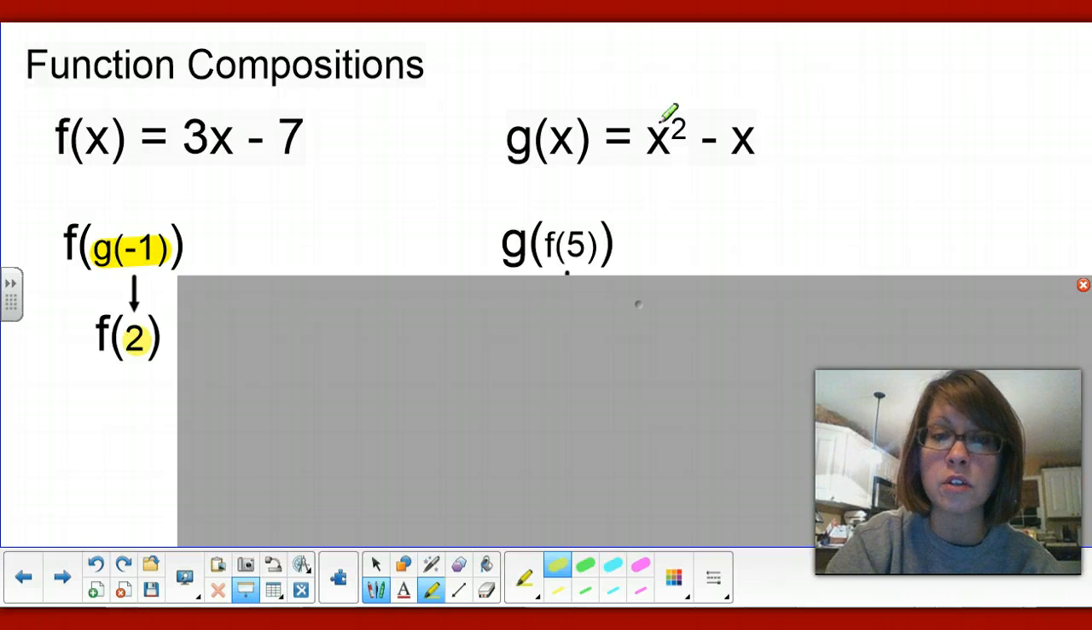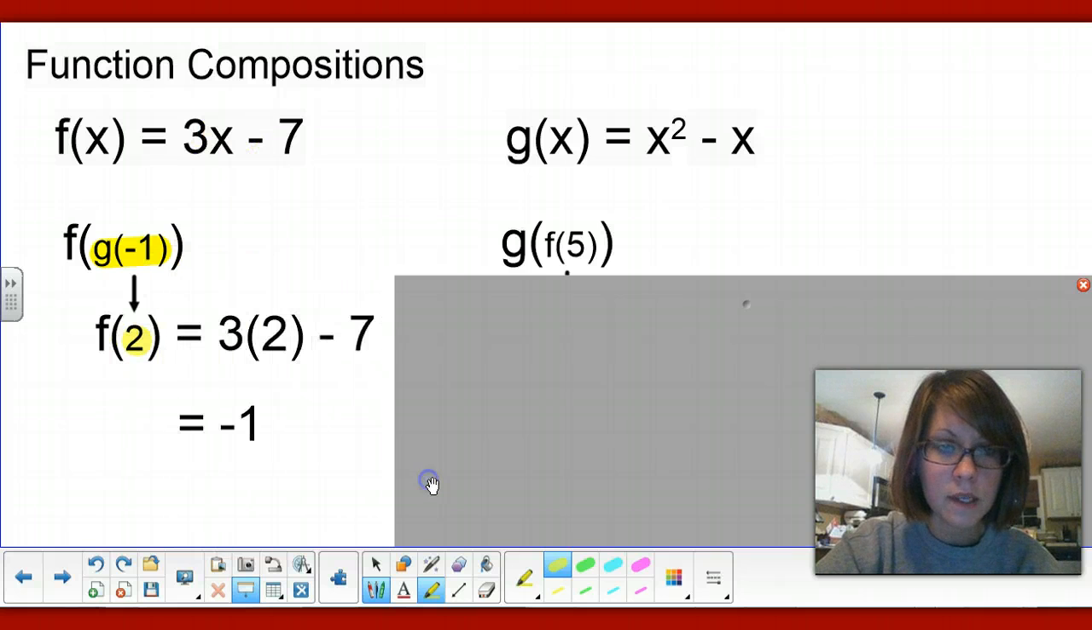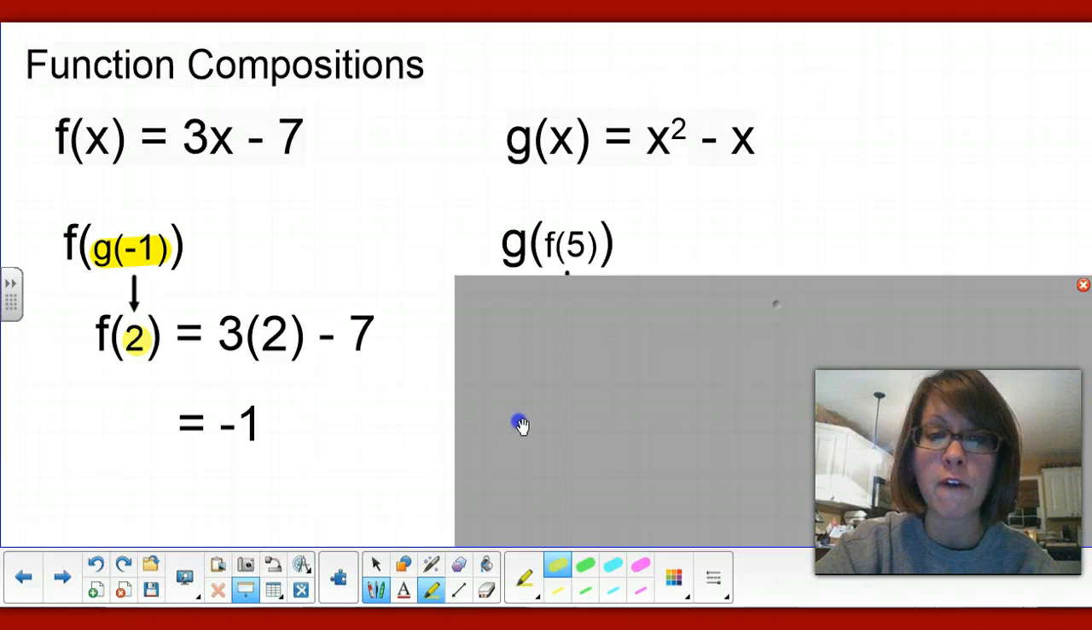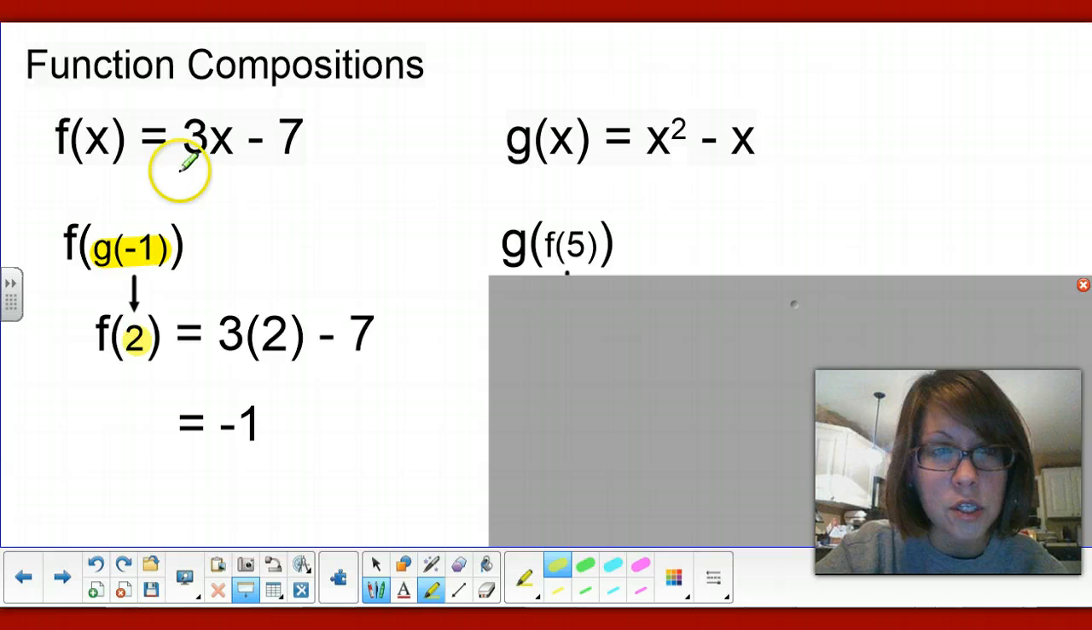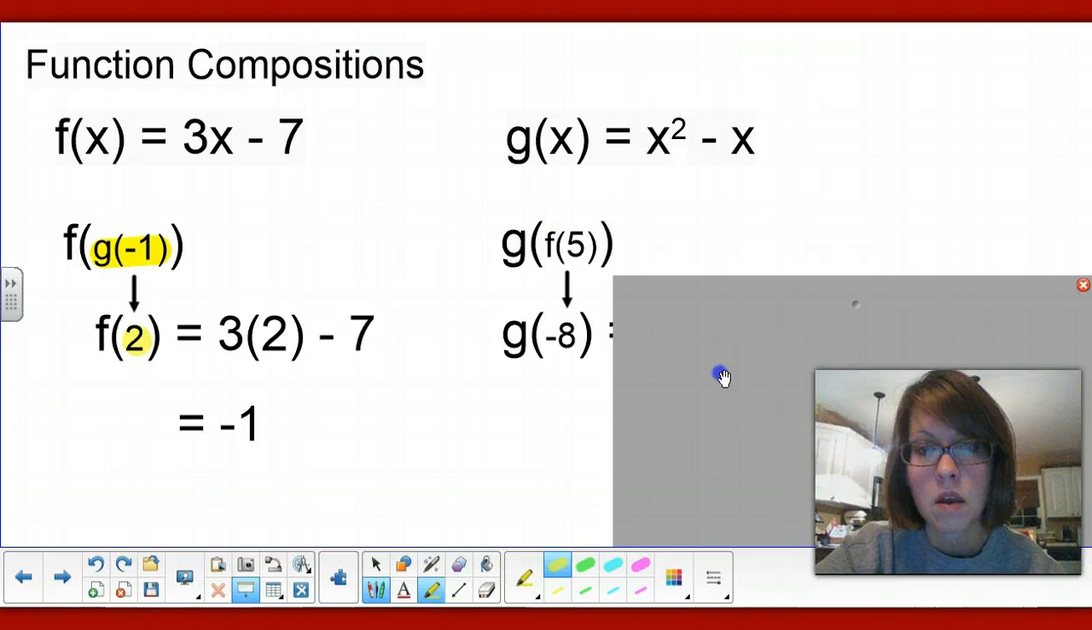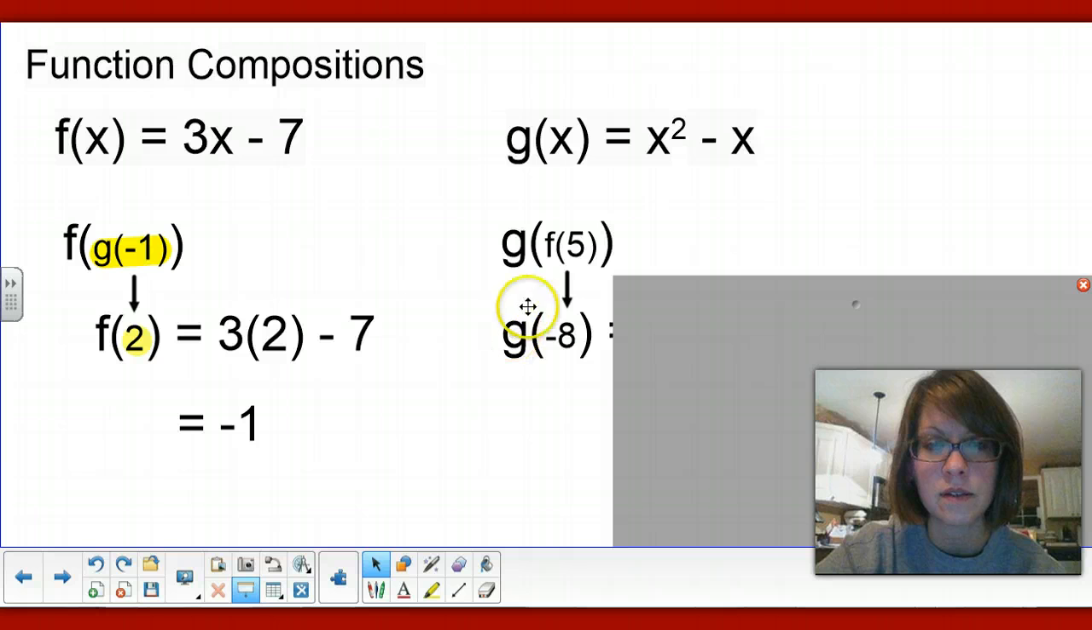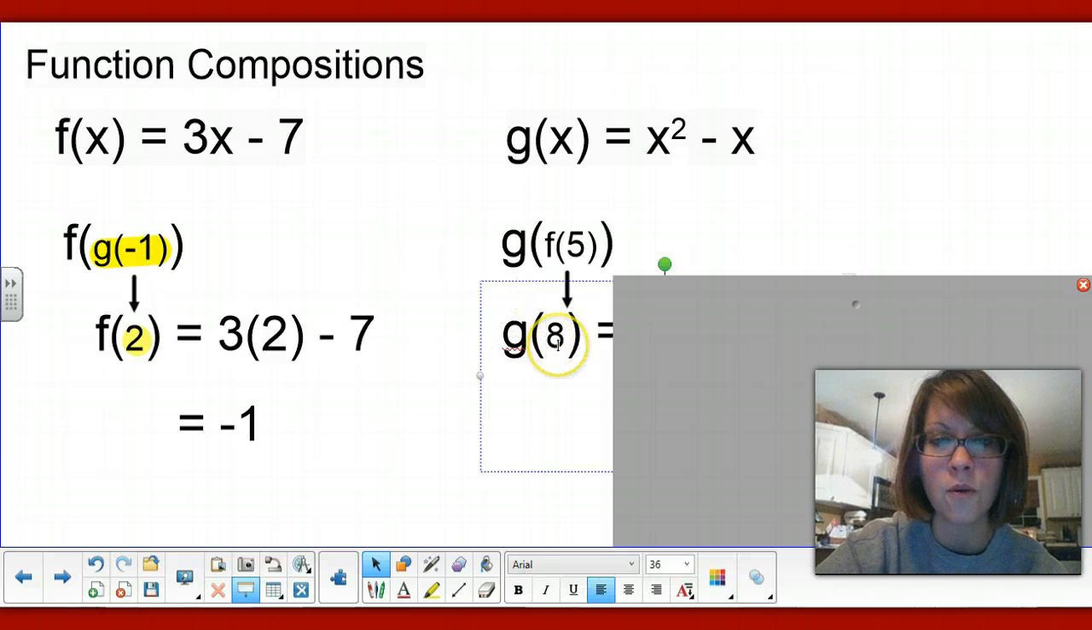But g of -1, you should get 2, and then you do f of 2, and that should be -1. Coincidence that we started with -1 and ended with -1. For g of f of 5, I want you to think through this process. G of f of 5, we're going to do f of 5 first. So think, what is 3 times 5 minus 7? Oops, I messed up, didn't I? It's not -8, +8. There we go.